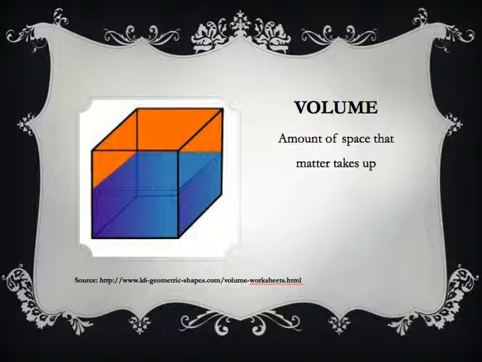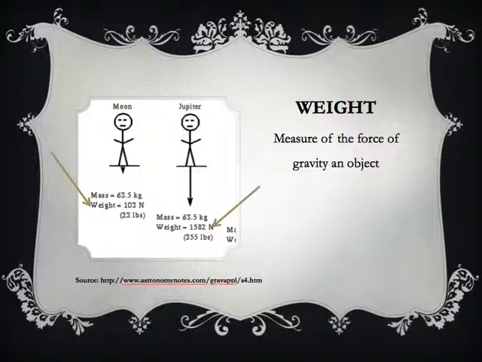Volume, the amount of space that matter takes up. Weight, measure of the force of gravity on an object. So here again, we have the same picture, but now when we look at the weight from the moon and the weight from being on Jupiter, we notice that there's a change. The larger the object, the greater its gravitational pull on the individual. So that's why we would see the change in weight, because it's related to the amount of gravitational pull on the object.